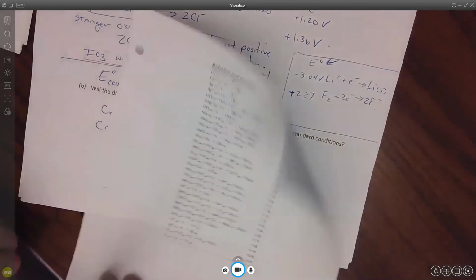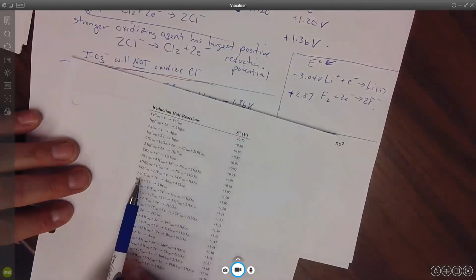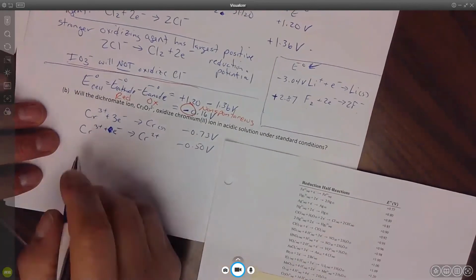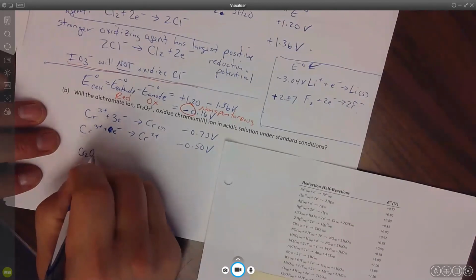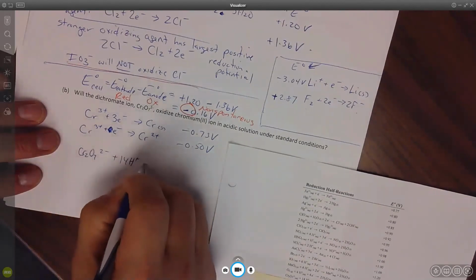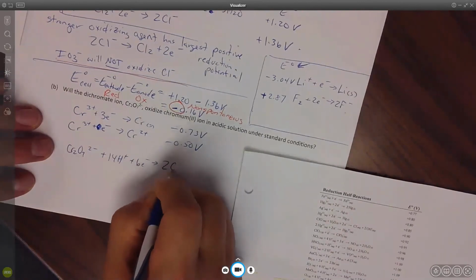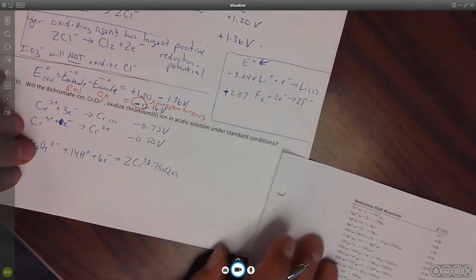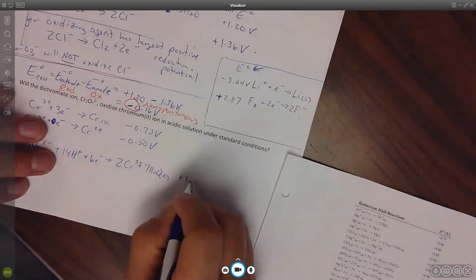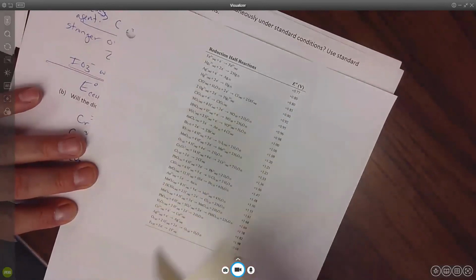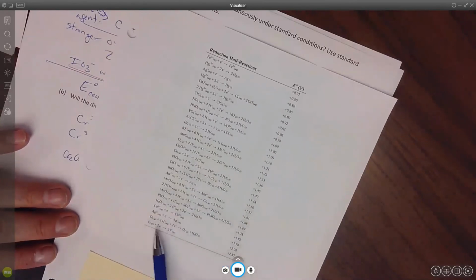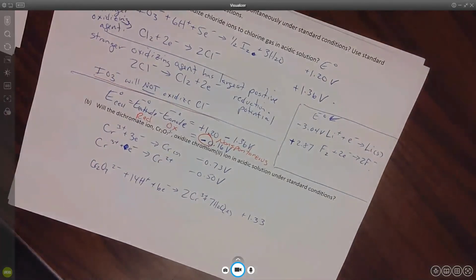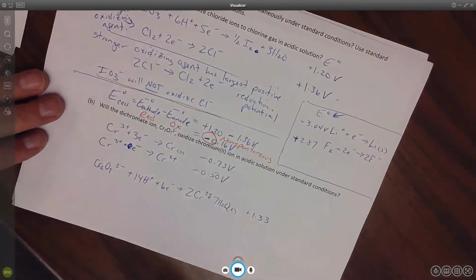Okay, nothing there. There's our dichromate. So that is this Cr2O7 2 minus plus 14 hydrogen ions plus 6 electrons going to 2 chromium-3 plus 7 H2O liquid, and it has a reduction potential of positive 1.33. And then again, I just want to make sure that there's no more chromium or dichromate, and there is not. So that's it. Those are all the reactions that I'm aware of. Could you eliminate any of these reactions?